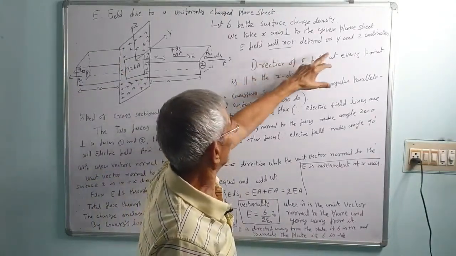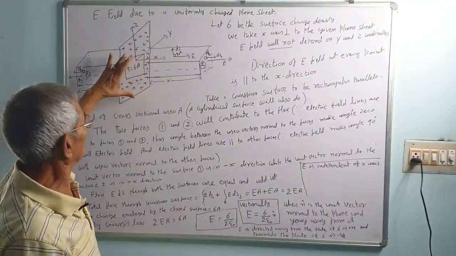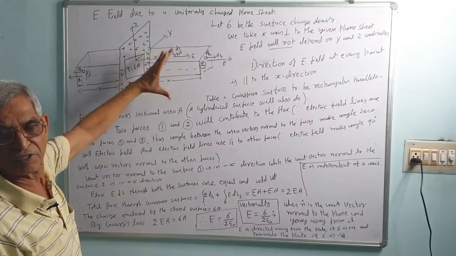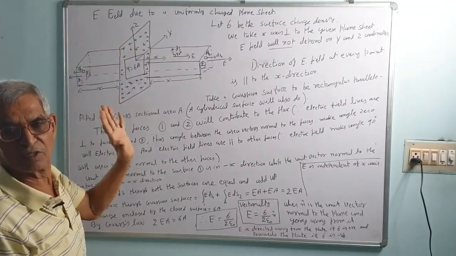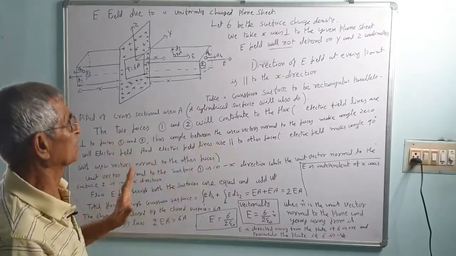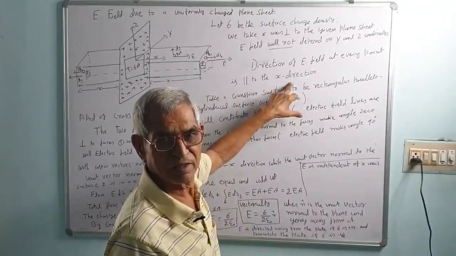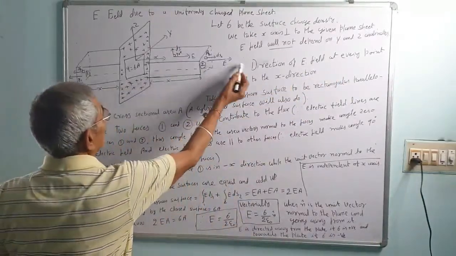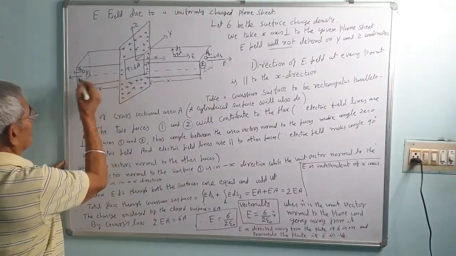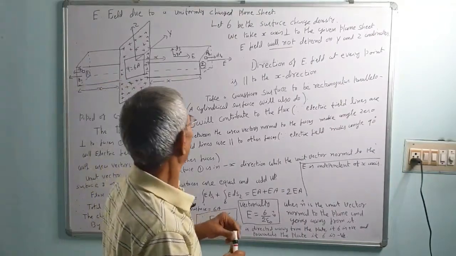The E field will not depend on the y and z axes, because the field is only along the x axis, perpendicular to the plane of the sheet. The sheet is at right angle to the x direction, so the field will be at right angle to the sheet, that is along the x direction. The direction of the E field at every point is parallel to the x direction. This is the x direction and E is parallel to it. Toward the minus x direction or the plus x direction, it will always be parallel to the x direction.